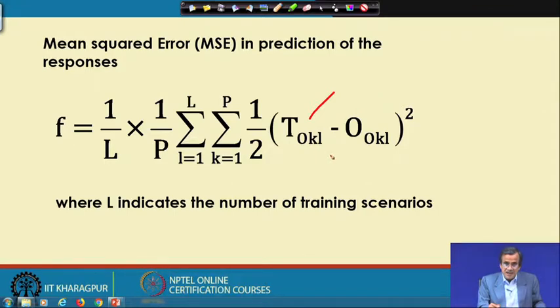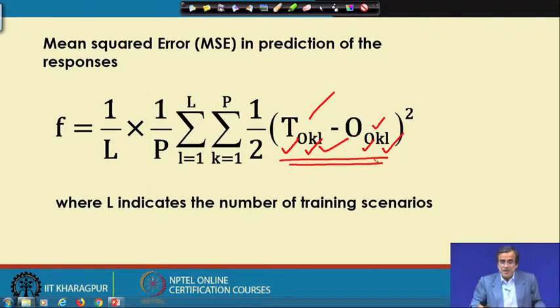T_OKL is, corresponding to the Lth training scenario and the kth output neuron, the target output. And this O_OKL is nothing but the calculated output of the kth neuron lying on the output layer, corresponding to the Lth training scenario. This particular difference gives the error. The square of that is taken just to make it positive.